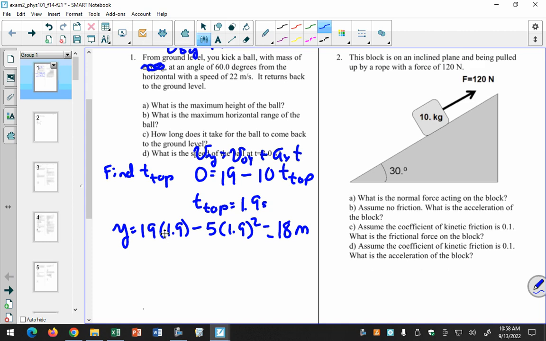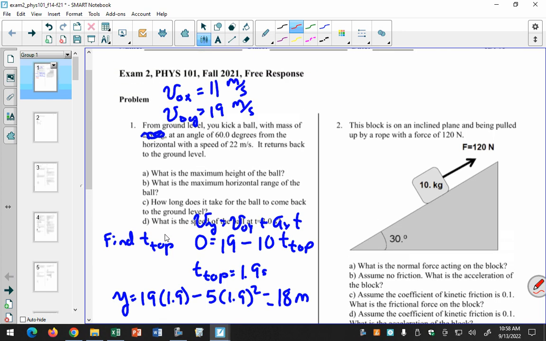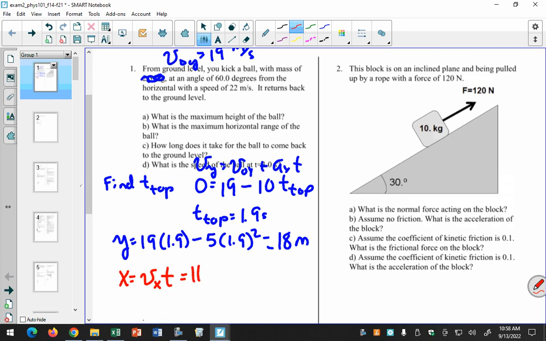The next is, what is the horizontal range? So to find that, I say x is equal to vx times t. But I want to be careful because I'm not going to use 1.9 seconds there. I'm going to use 3.8 seconds there. So I'll have 11 meters per second times 3.8 seconds. The reason I use 3.8 is I took this times 2 and got 3.8 seconds. So the time to come all the way down is twice t top. So 11 times 3.8, that's equal to 42 meters.